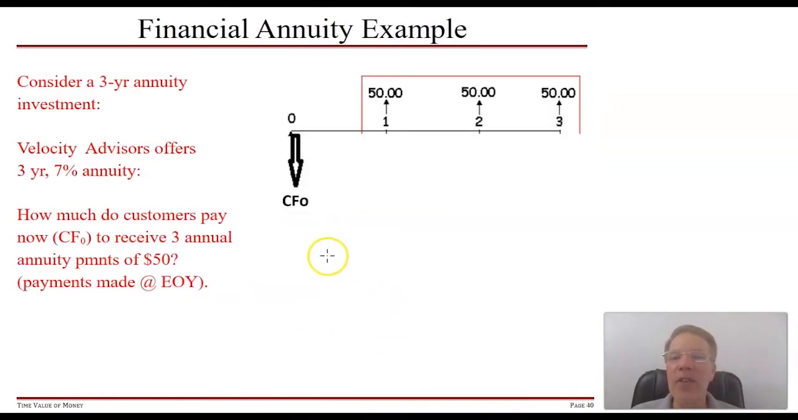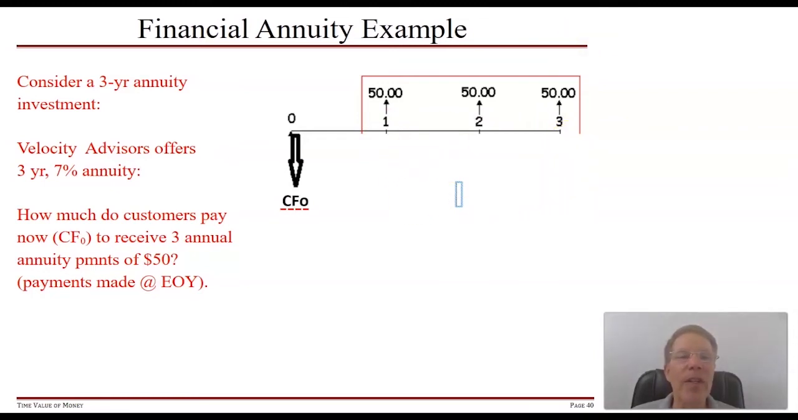So let's do an example here. Velocity Advisors is back, and now they have a 3-year annuity offer. This comes with a 7% interest rate. And we want to know for this project, how much our customer is going to have to pay now, what's their CF0 going to have to be to receive Velocity's promise of 3 equal payments of $50,000 each at the end of 1 year, 2 years, and 3 years, right?